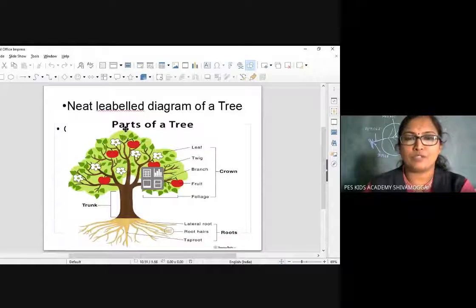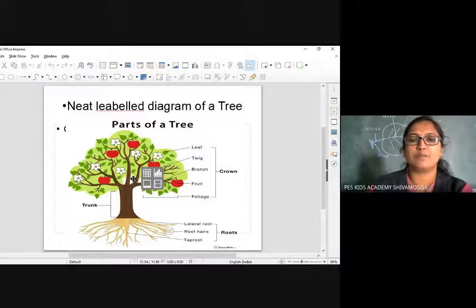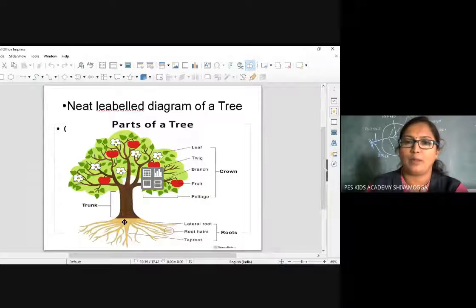The upper part of a tree is called the crown. The part below the crown down to the ground is called the trunk. The part present under the ground is called the root system. Above the ground is the shoot system, and below the ground is the root system. The crown, the uppermost part of a tree, consists of leaves, twigs, branches, fruits.